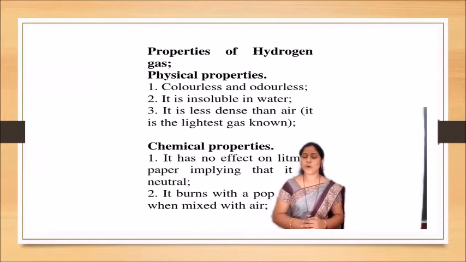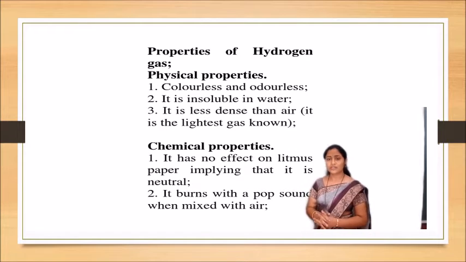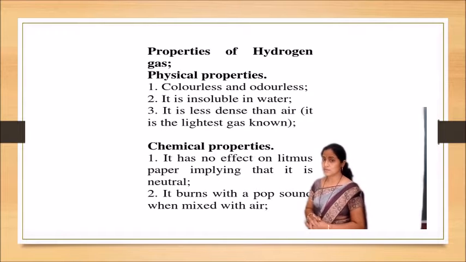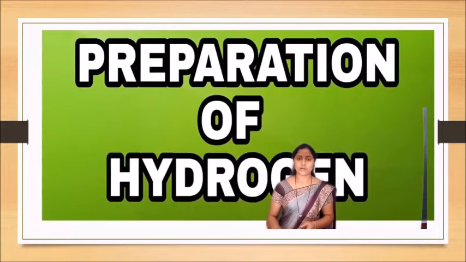Now let's go toward the chemical properties of hydrogen gas. Whenever we take the test with blue litmus paper or red litmus paper, it does not change its color. So this shows that hydrogen gas is neutral in nature. And whenever we burn this hydrogen gas in the presence of air, it burns with a pop sound. So we can say that hydrogen gas is a flammable gas which can be burned.